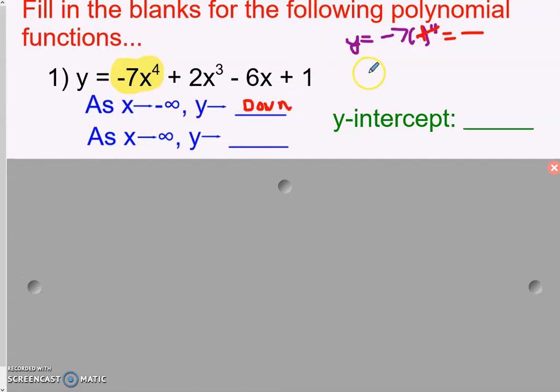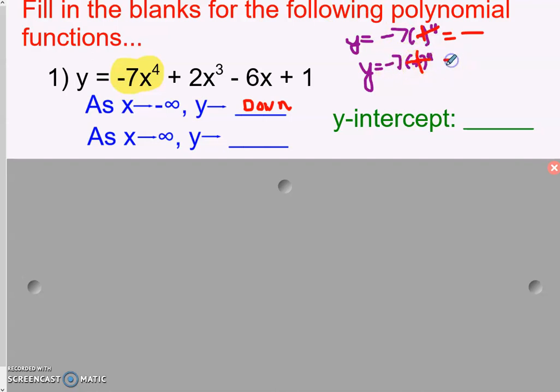And then I could do the same thing for when x approaches positive infinity. As x moves to the right, as x is going to become a bigger and bigger positive number, we have negative 7 times a positive number to the fourth power. And again, anytime you take a positive to an even power, it stays positive.